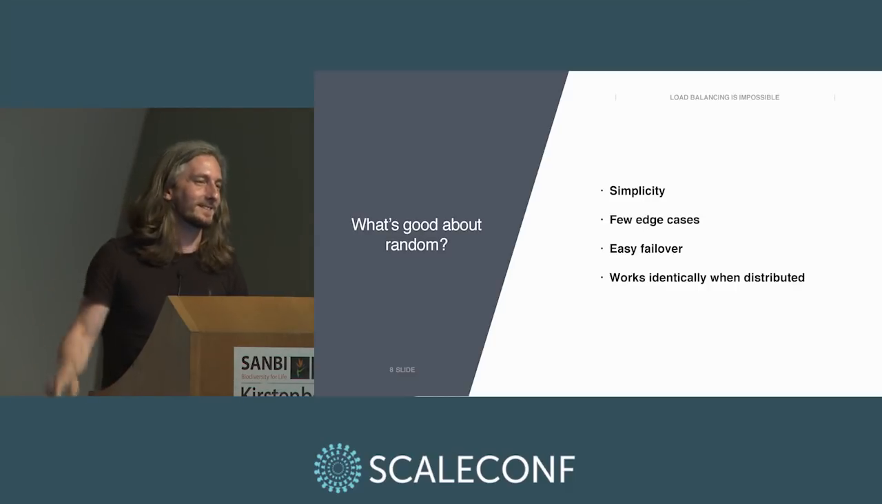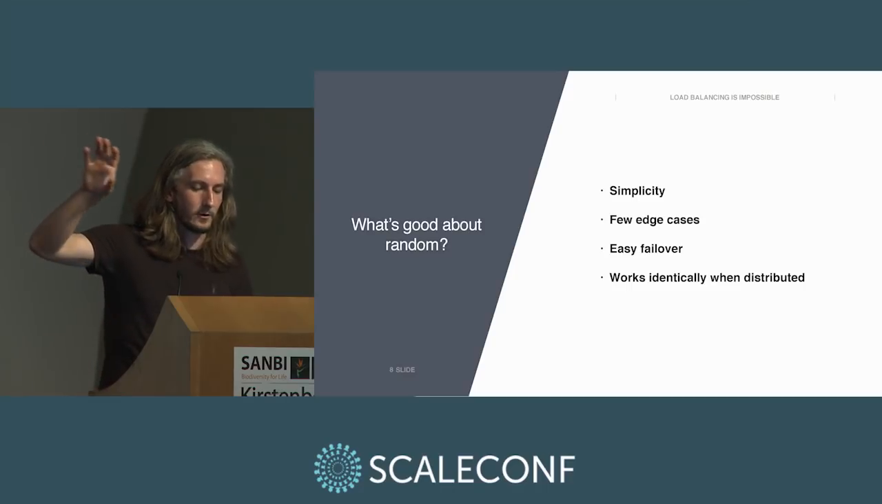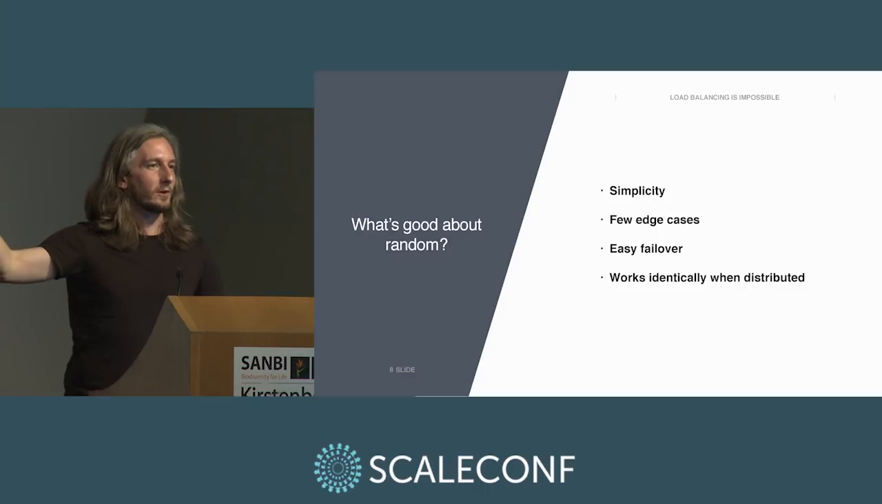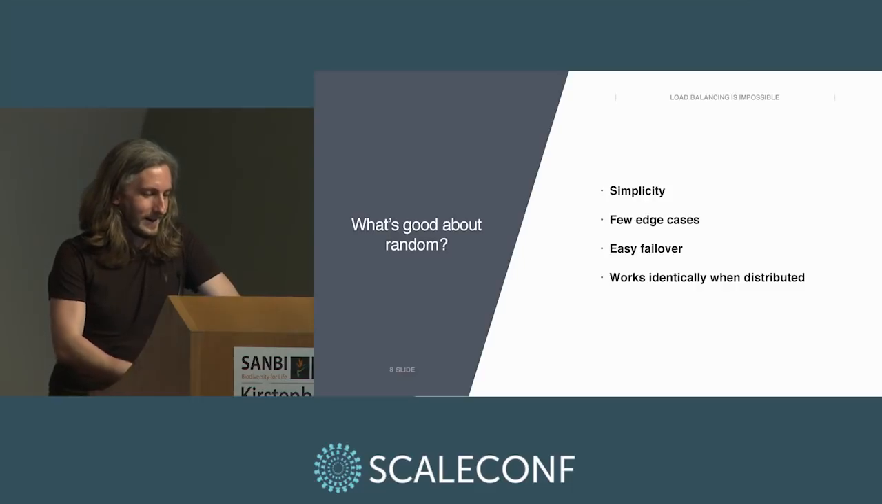So random is also good for that failover prospect, right? All you do is you just stop sending requests to a particular node. And the other really cool thing, and we'll get into the distributed load balancing stuff later, is that it requires no changes if you have multiple load balancers. You just continue running random and it's still random. So what's bad about random?